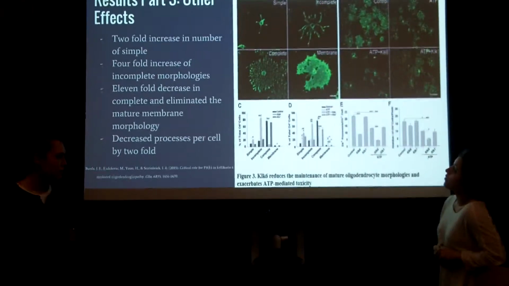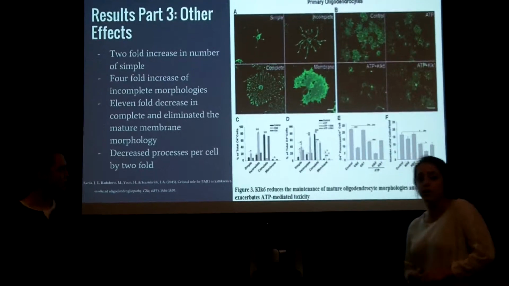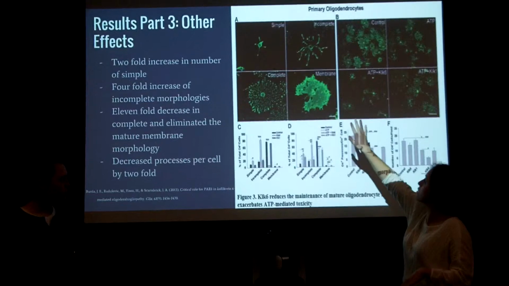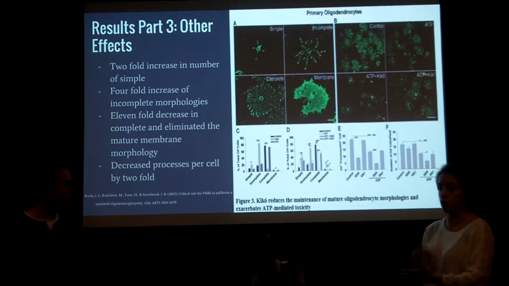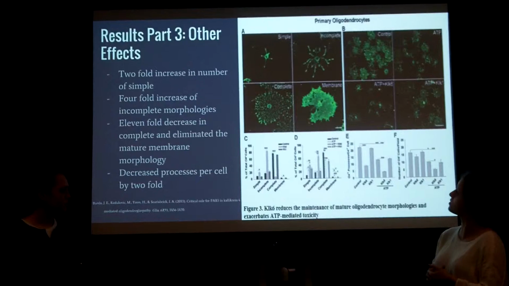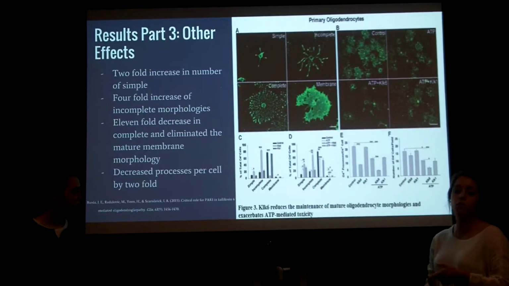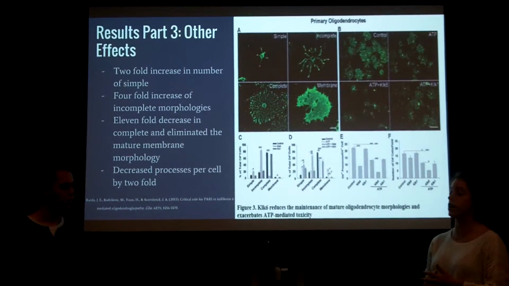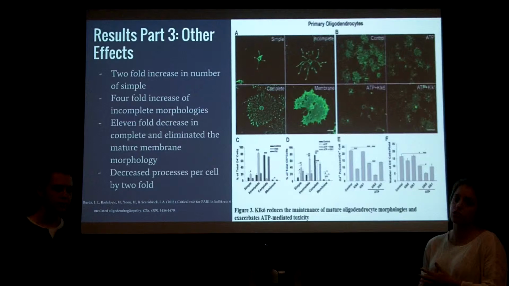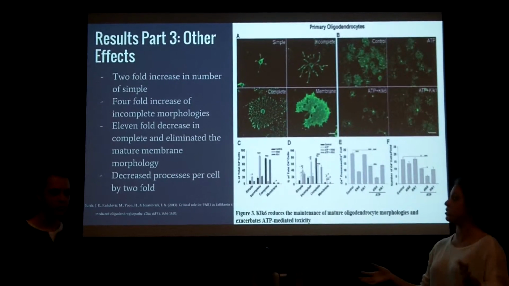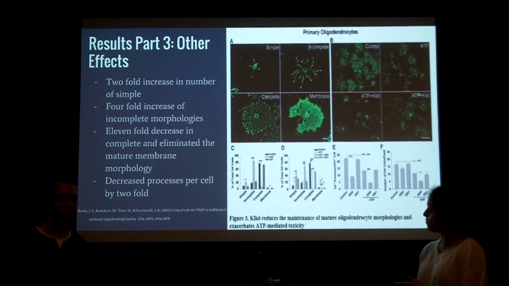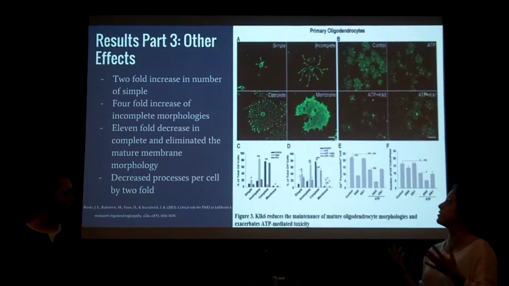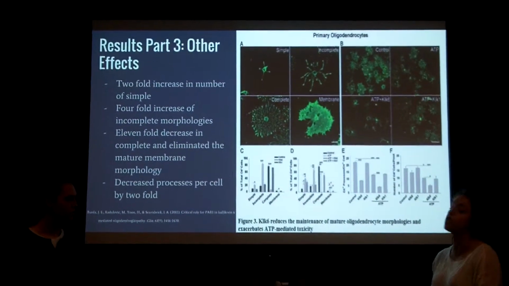The third part, they wanted to see how it affected the morphology of the oligodendrocytes. So you can see on the top left in figure A, these 4 boxes, there are the different types of morphologies that are known to exist in the oligodendrocytes. There's simple, that refers to the most basic form. Then there's incomplete, where the processes are developing but they're not fully completed, and that's where complete comes in. All the processes have been produced. And then the most advanced morphology is called the membrane morphology, and it's when the entire cell is surrounded by a membrane, including the processes.